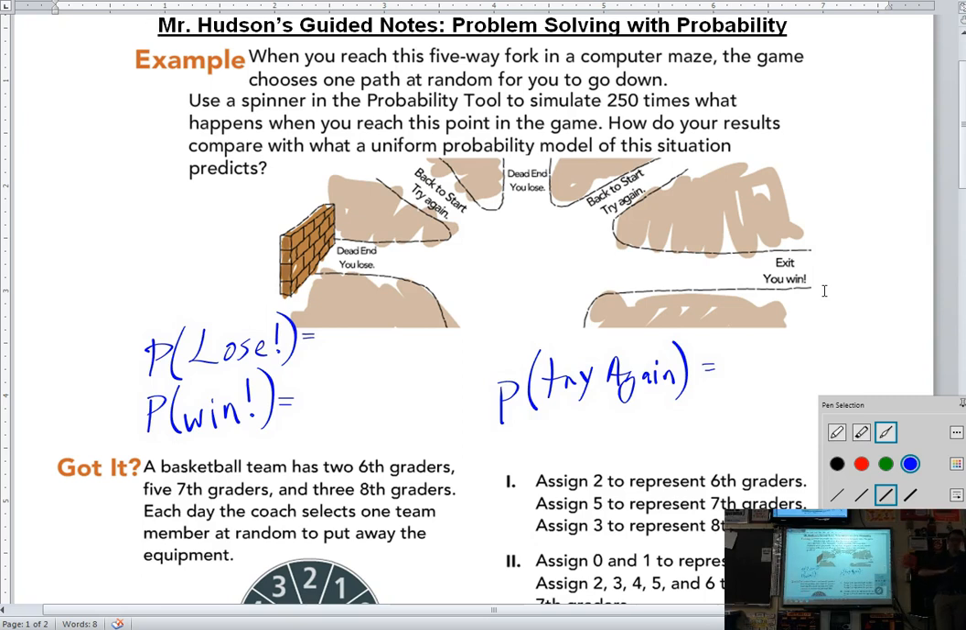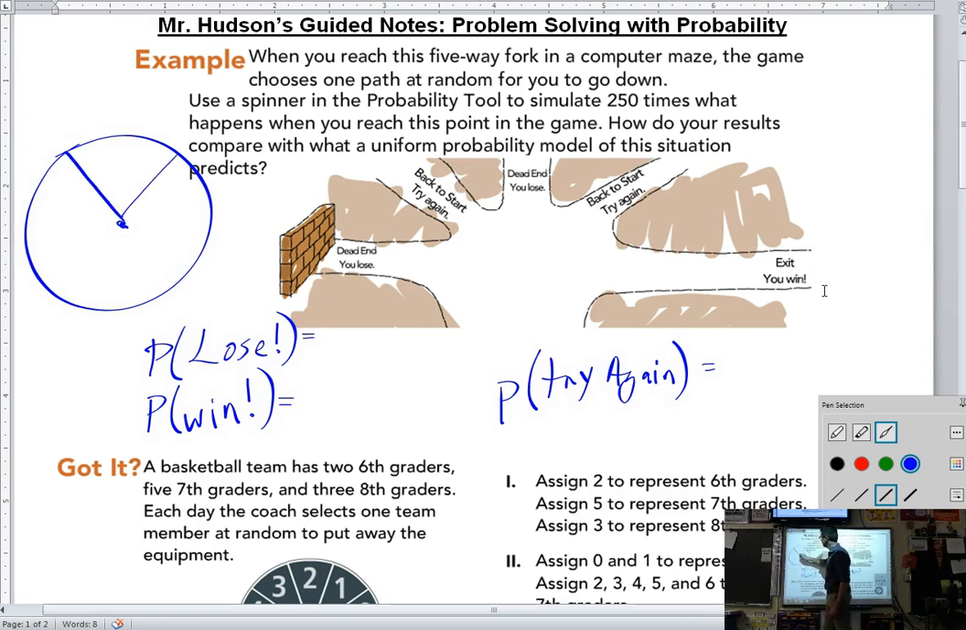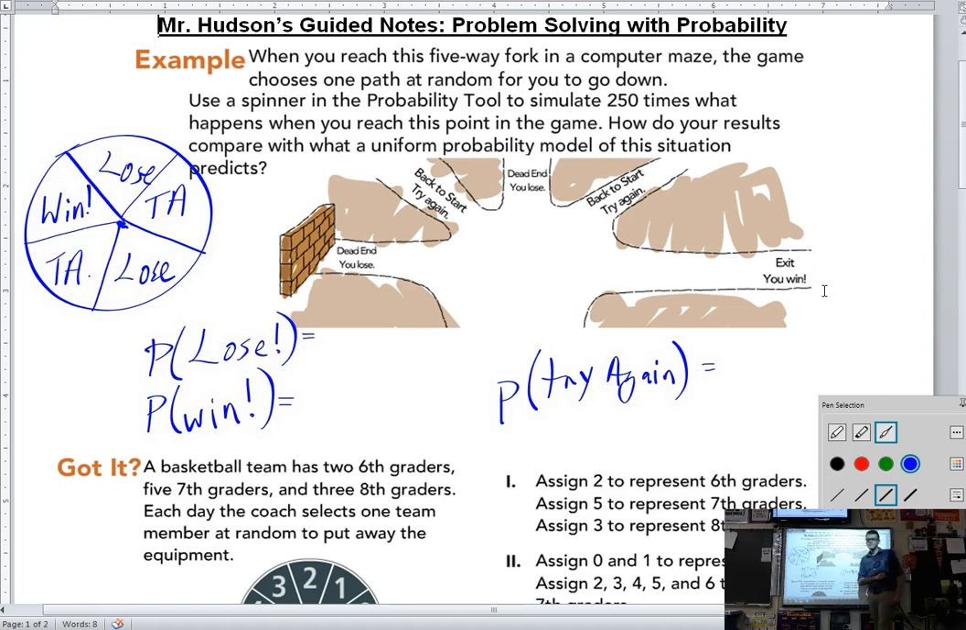So, if the spinner was fair and had five wedges, these are your five wedges. If you want to draw off to the side, I'm really bad at drawing fifths. One, two, three, four. Close. So I have lose, try again, lose, try again, and win. And the computer's like, well, yeah, spin me, I'm random. Well, it's stacked against you.